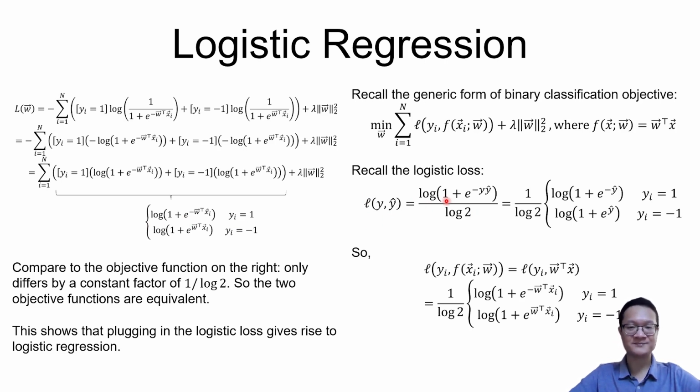minus y hat. So originally, when we introduced the logistic loss, we had a log 2 here, but actually dividing by log 2 is just a constant, and that doesn't really matter. So it's really just a matter of the definition of what the logistic loss is, right? Even if you didn't have the log 2, it doesn't really change the optimal parameters.